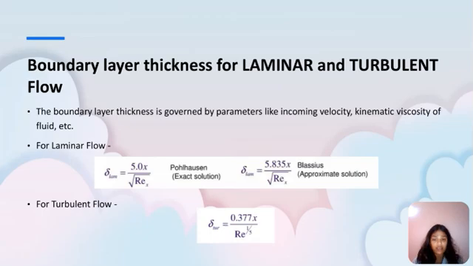Boundary layer thickness for laminar flow is given by this formula as shown, and this is the Blasius approximate solution, and this is for the exact solution. It is 5.0 into x by root Re x, and here for turbulent flow it is given as 0.377 x by Re to the power 1 by 5. Now this boundary layer thickness also has parameters like velocity, kinematic viscosity of the fluid, and many more.